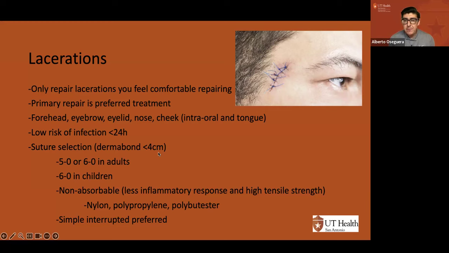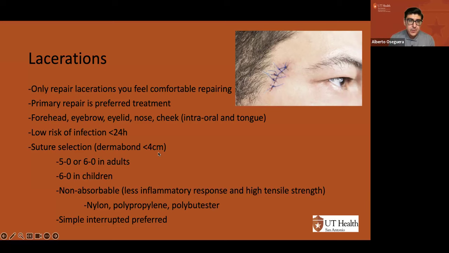For some of you guys that maybe aren't familiar with the different types of suturing items, we usually pick 5-0 or 6-0 sutures, and that's just determined on the size. There's a bunch of different sizes. The larger the number, the smaller the needle size is. So 5-0 or 6-0 is going to be really good for the face. And usually for children, 6-0 is going to be preferable. And that's just due to increased tensile strength of the suture.